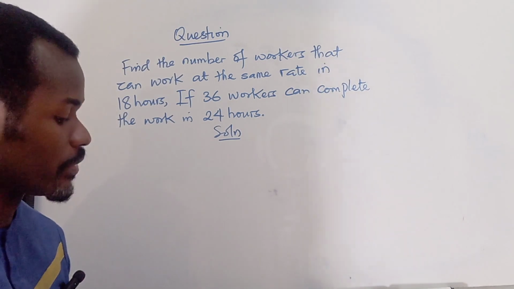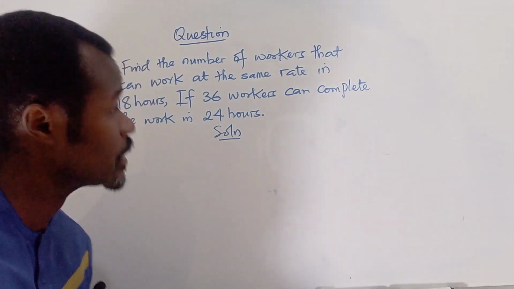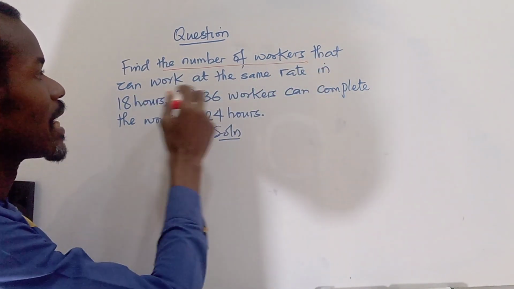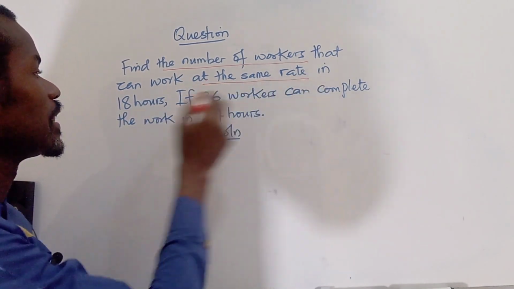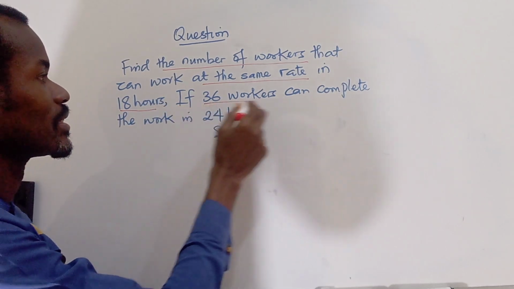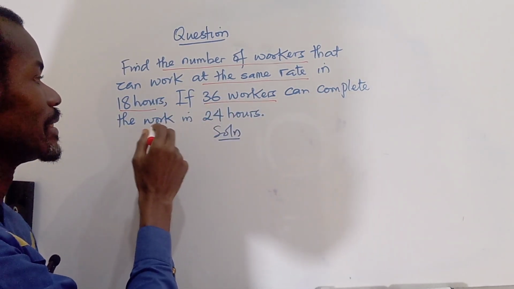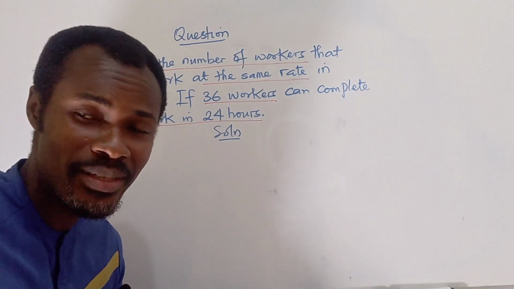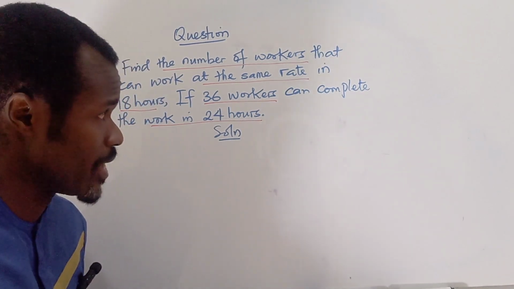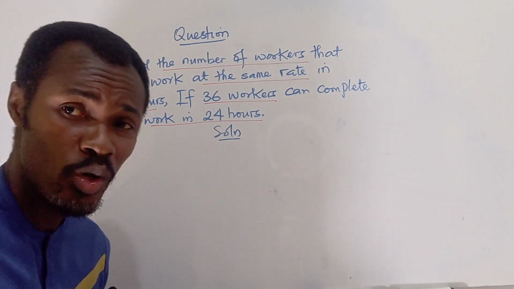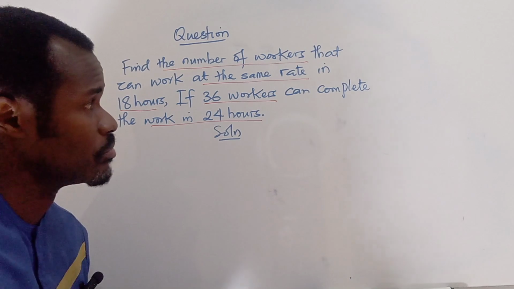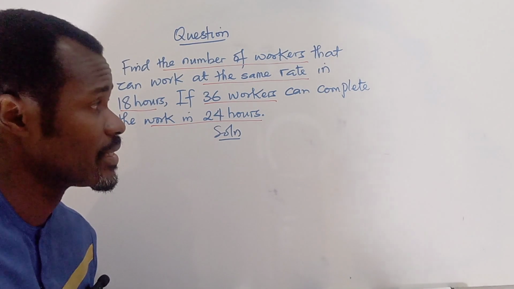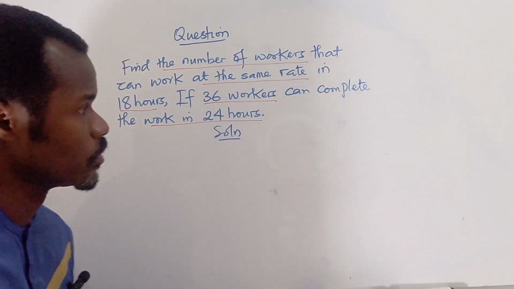Alright. So today we have a simple word problem on the board. It reads: find the number of workers that can work at the same rate in 18 hours if 36 workers can complete the work in 24 hours. Now, when you have a problem that has to do with quantity, which is the workers, and either hours, time, or even days, then it has to do with an inverse proportion.